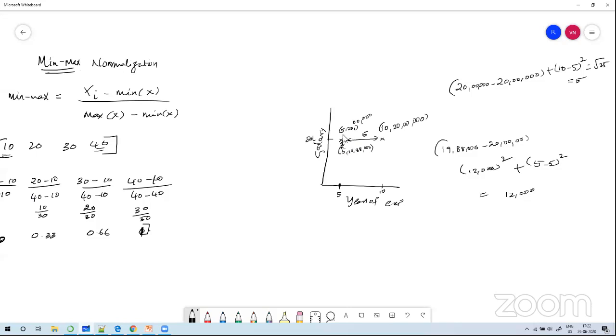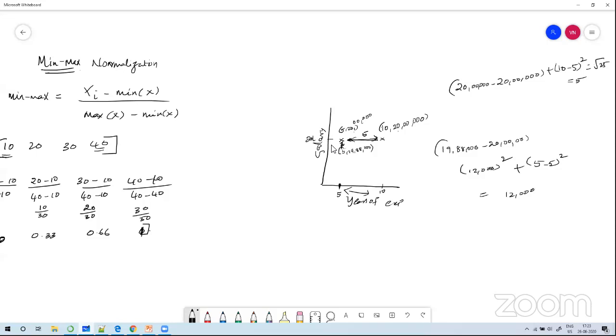Pictorially, if you see, these two observations are damn close to each other compared to these. For this, it says the distance is 5. For this, it says the distance is almost 12,000. The reason is years of experience is on a small scale. So this equation gives negligible importance to the difference in years of experience, but very high importance to salary because that's on a bigger scale. Someone with 5 years of experience having 20 lakhs as salary and someone with 10 years of experience having 20 lakhs as salary, there is a huge difference between these two people. Now, that has to be accounted for.